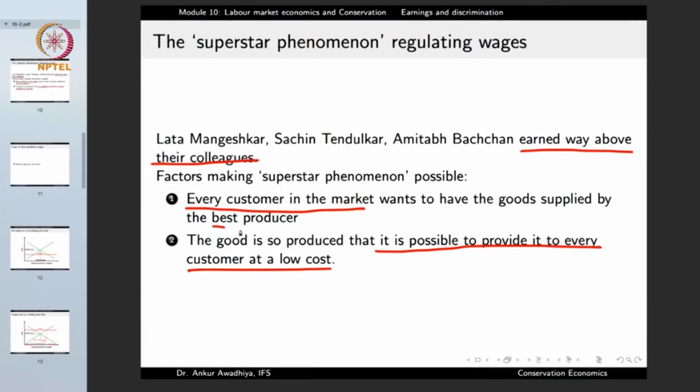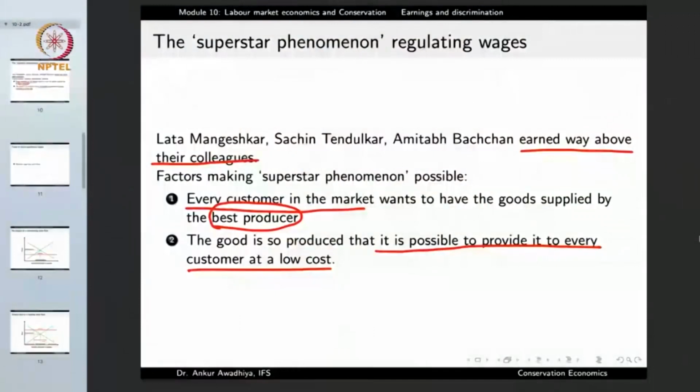are two things. One, they are the best producer of the good that they are producing, and every customer in the market wants to have the goods supplied by the best producer. And second, the good is being produced in such a manner and is distributed in such a manner that it is possible to provide it to every customer at a low cost. So in that case, everybody will just flock to the best producers of the good, and so the best producers will be earning way above the second best, which is not the case, say, in the case of doctors.